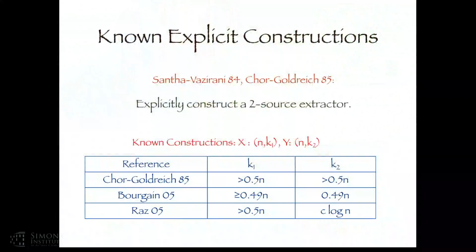Raz showed how to extract when one of the sources has entropy slightly larger than n/2, and the other source can have very small min-entropy, like order log n. And this is for extracting one bit? No, all of these extract almost all of the min-entropy out of the source. Oh, okay. Yeah.